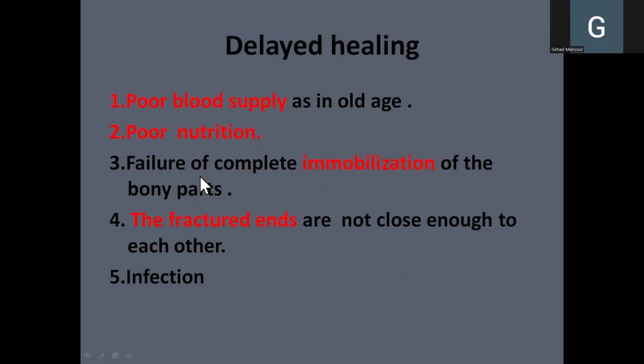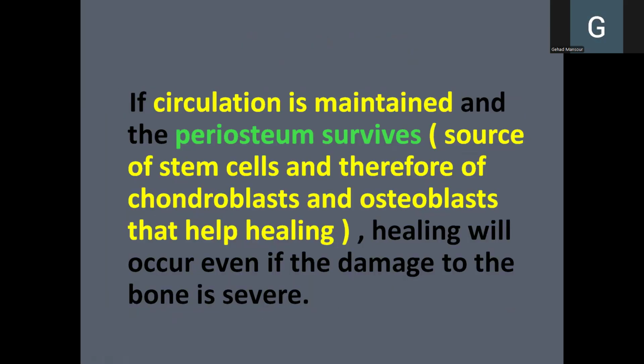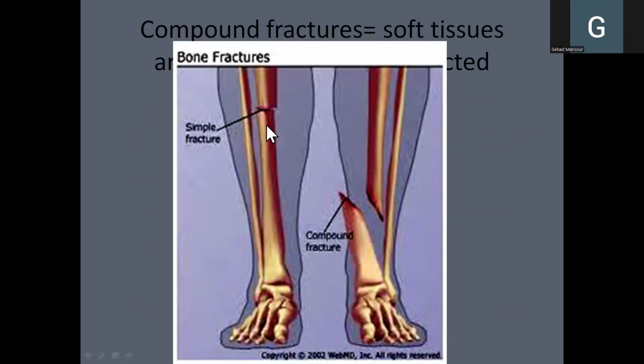Number 3, failure of complete immobilization of the bony parts. Usually, if you want the bones to heal, then you have to do something very important. You have to get those bony ends on one straight line, and this is what we call reduction of the fracture.